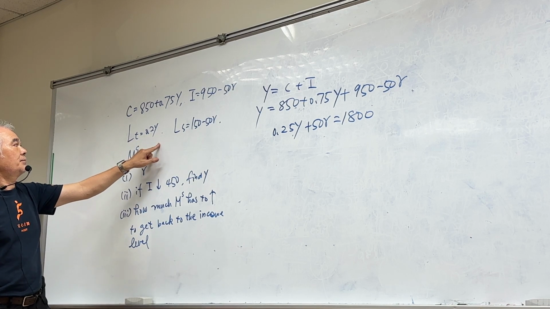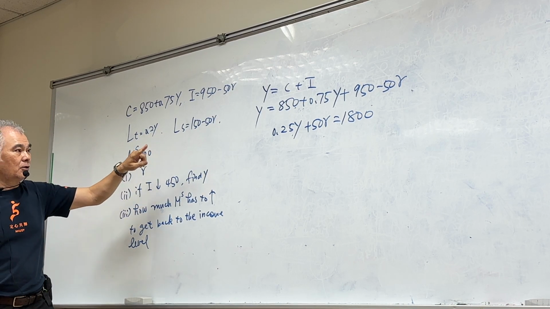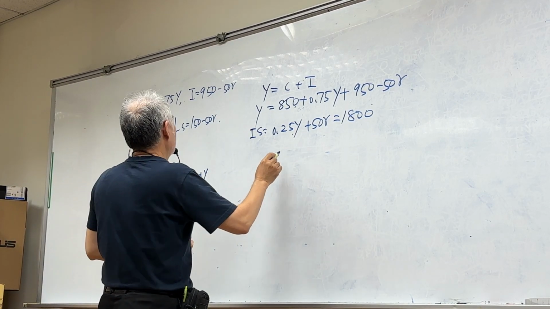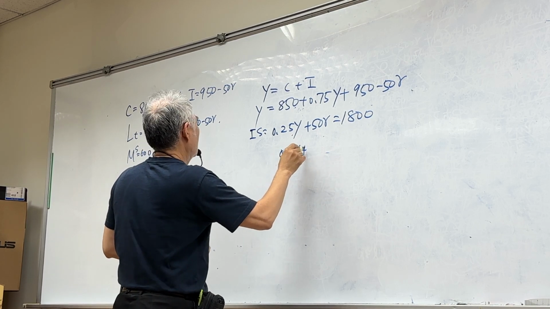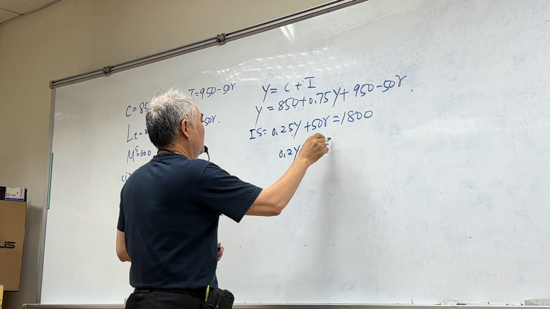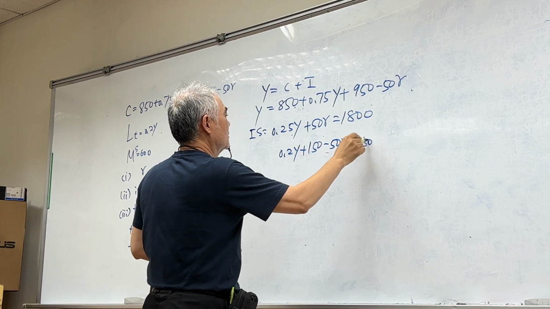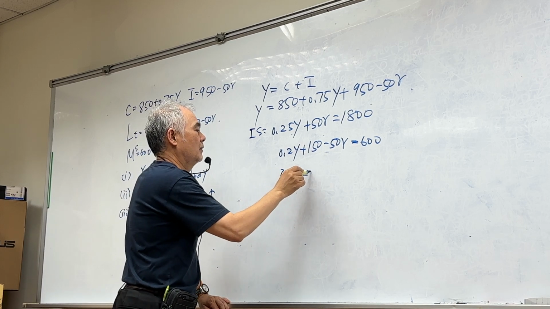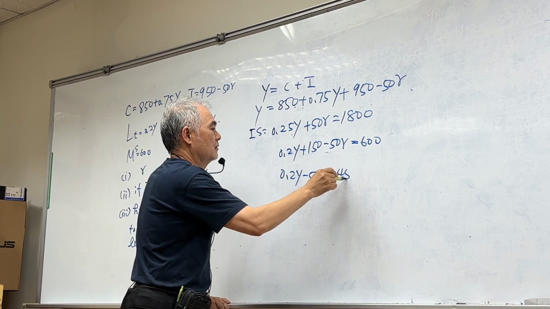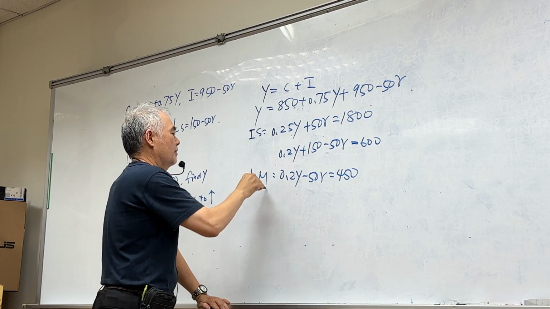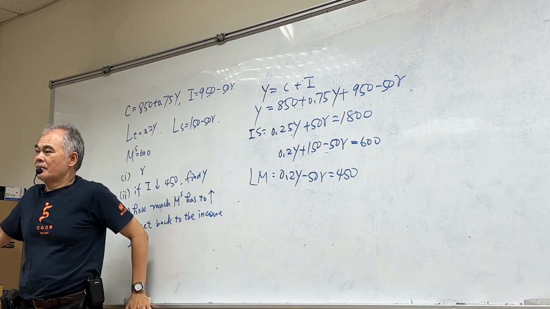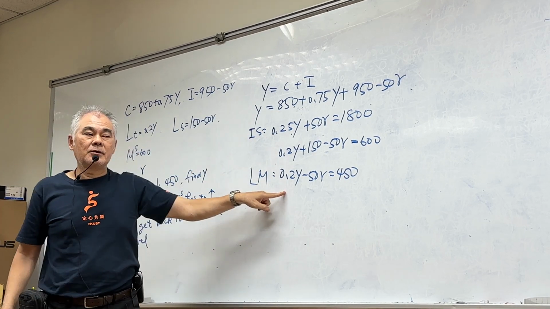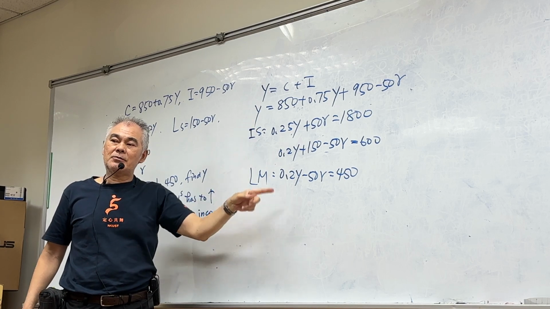Okay, but then you have the IS curve, and now you need to have the LM curve. So 0.2Y plus 150 minus 50R is equal to 600. So what do you have? You have 0.2Y minus 50R is equal to 450. Okay, so this is LM. Questions?